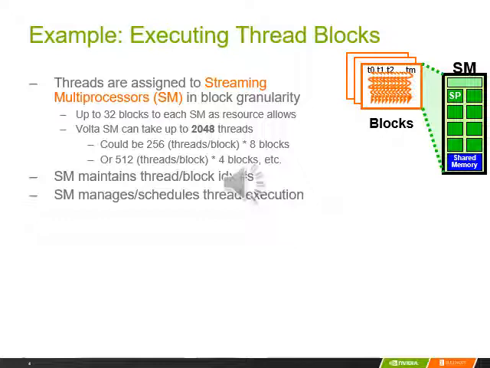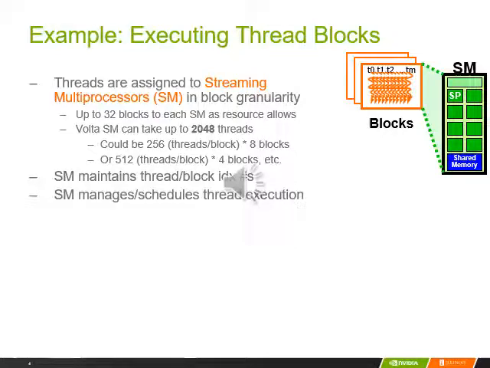Now we can go into a bit more depth into how the hierarchy of threads and thread blocks is managed on GPU resources. The GPU is organized into streaming multiprocessors, or SMs. Threads are assigned to the SMs in block granularity. Up to 32 thread blocks can be assigned to each SM on the Volta architecture, and each SM can take up to 2,048 threads.